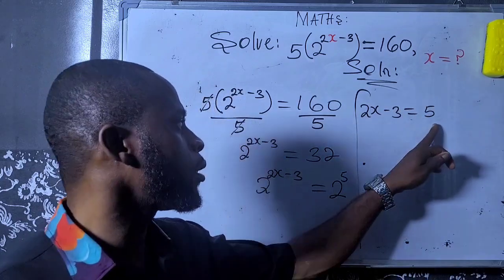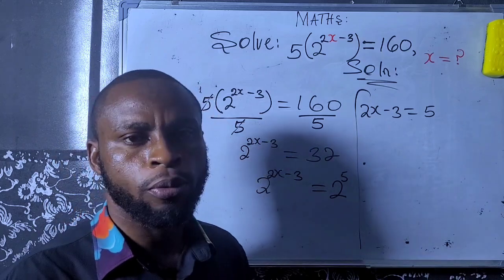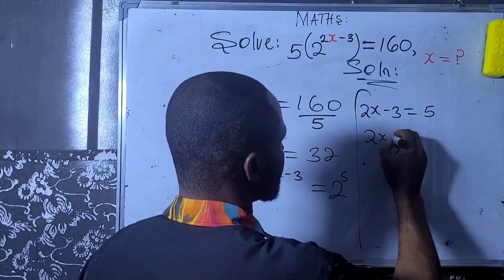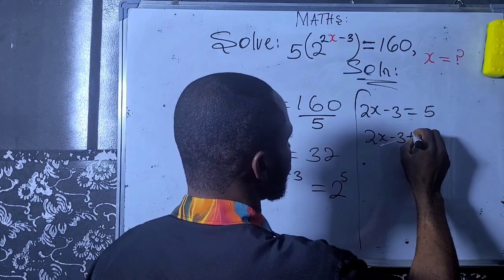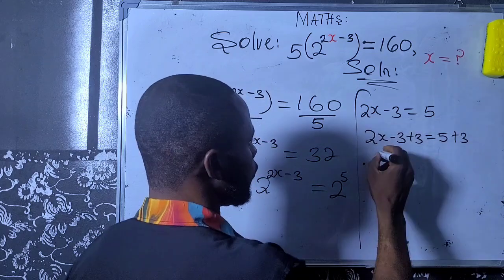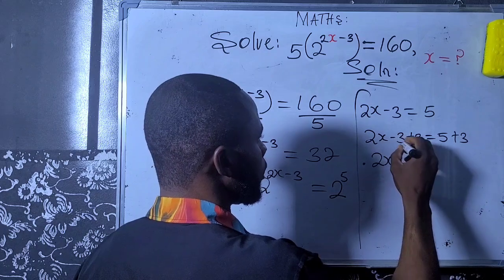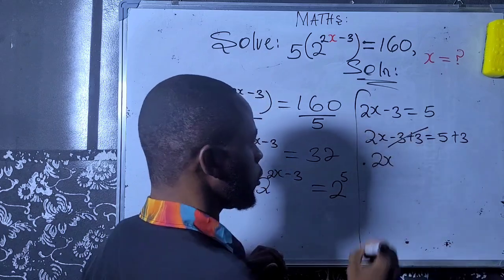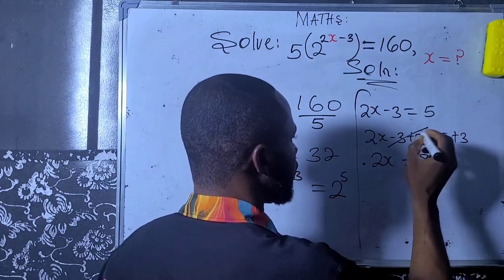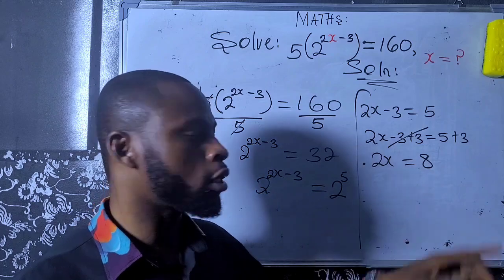The next step here is for you to collect like terms, or simply add 3 to both sides of the equation. If you do that, you're going to have 2x minus 3 plus 3 equals 5 plus 3. Then here we have 2x, and minus 3 plus 3 is 0, so the whole of this is gone. And we have 2x equals 5 plus 3, that gives you 8.